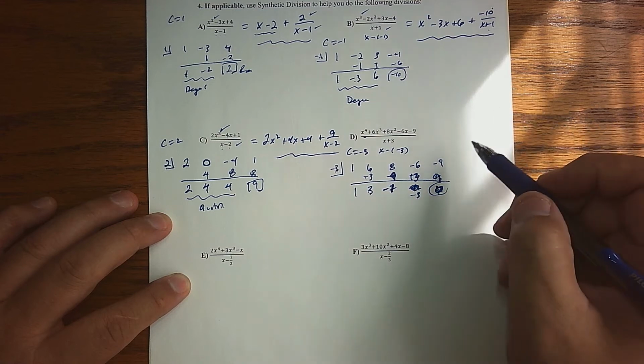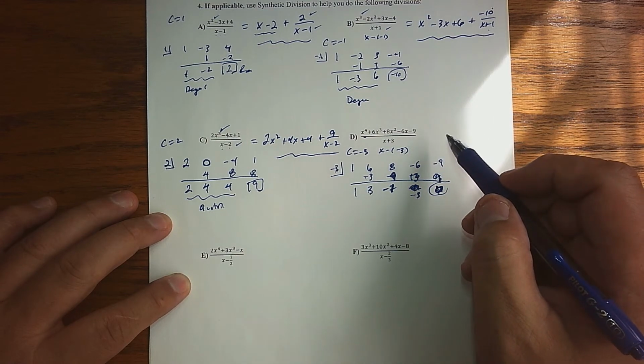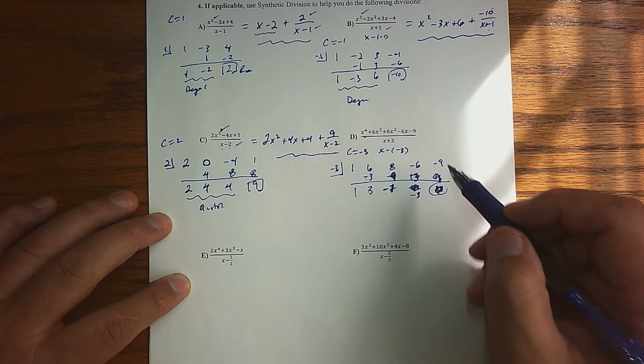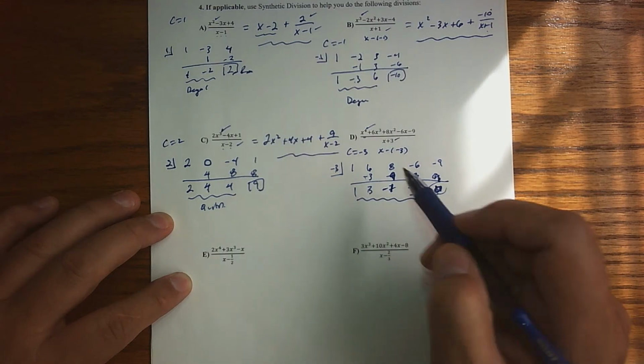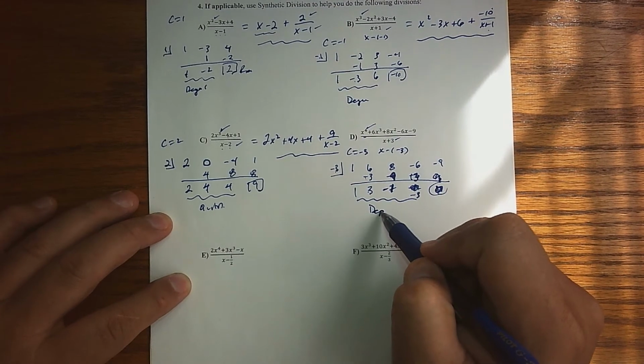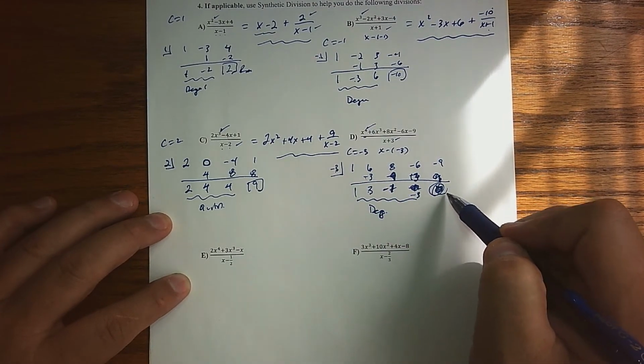Alright? So, sorry about that. And so, just be careful, I just lost my rhythm there. We took a fourth degree and divided it by a first degree. So what we're looking at here is a degree 3 polynomial, and the remainder happens to be 0.